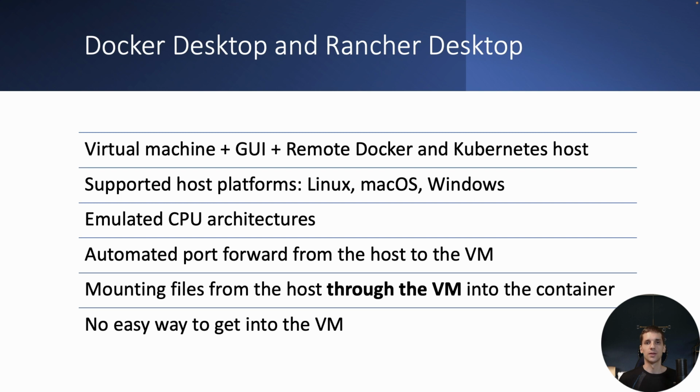In case of Docker Desktop and Rancher Desktop, they need to forward that port from your host into your virtual machine, and then Docker can forward that port into your container. Mounting file systems is very similar because then Docker Desktop and Rancher Desktop need to mount that file system from your host into your VM, and then Docker can mount that into your container.